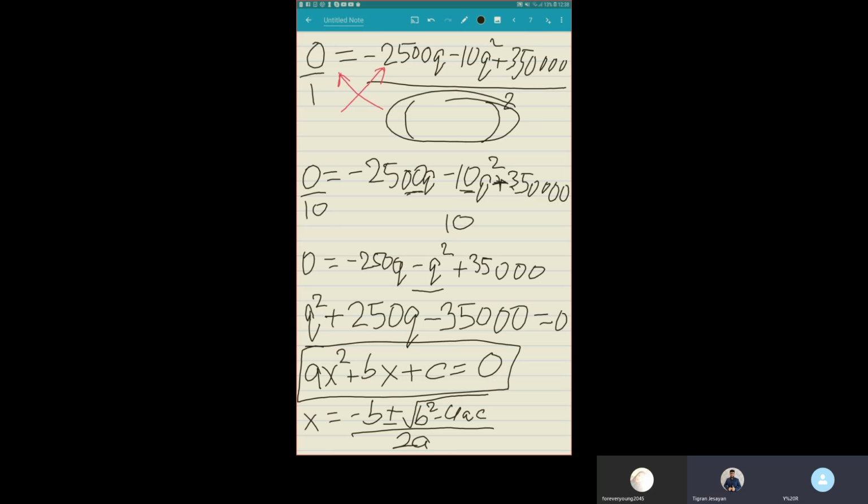So, 10 minus 10q to the power 2. Yeah, you divided it by 2. I didn't yet. Divided by 10, right? Yeah. Is q 50? 350,000. So B is 2,500 for me. For you, it's 250. You can do either way. You will get the same answer. X is minus B, so it becomes plus 2,400q.